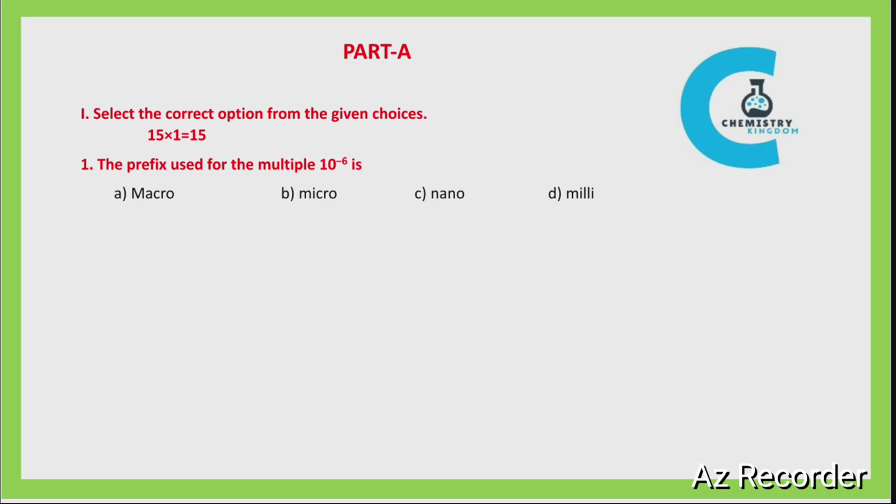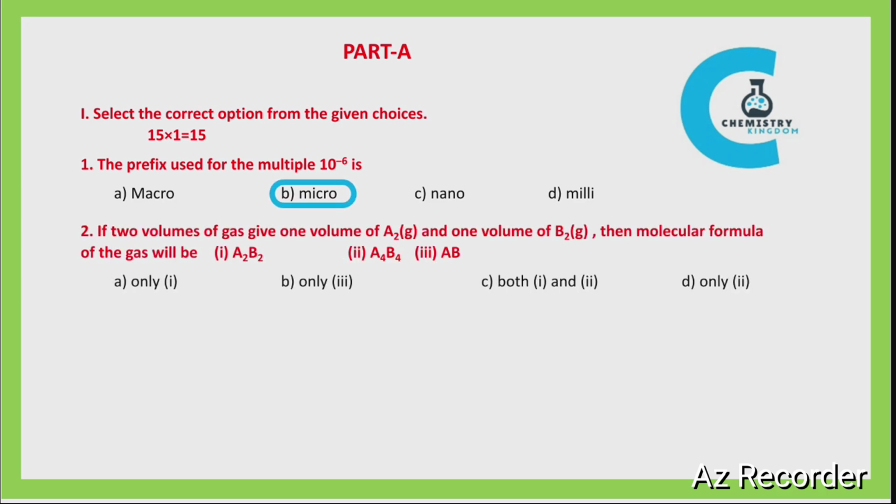First question, the prefix used for multiple 10 power minus 6. 10 power minus 6, you all know, is micro. We call it micro. Second one, two volumes of gas give one volume of A2 and one volume of B2. Then the molecular formula of the gas will be, they are asking. So what is the molecular formula, guys? It is nothing but A2B2.